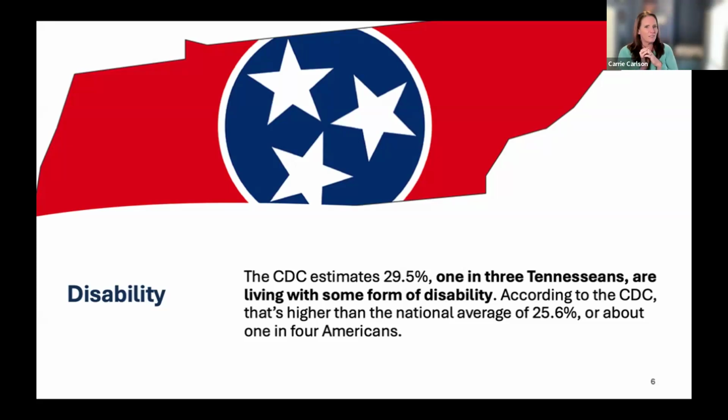But this is another definition of disability, right? The CDC estimates, or this is about disability, I apologize. The CDC estimates that 29.5%, or 1 in 3 Tennesseans, are living with some form of disability. And according to the CDC, that is higher than the national average of 25.6, or about 1 in 4 Americans, right? So Tennessee is higher.